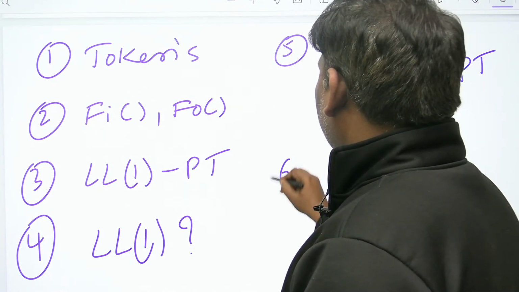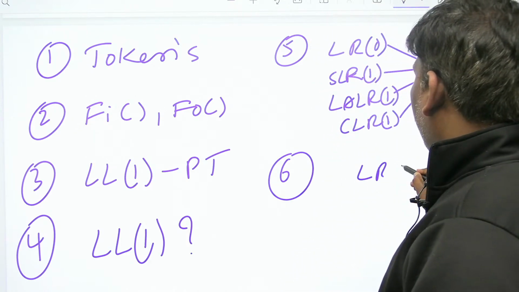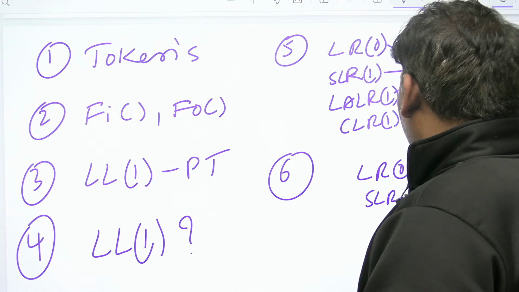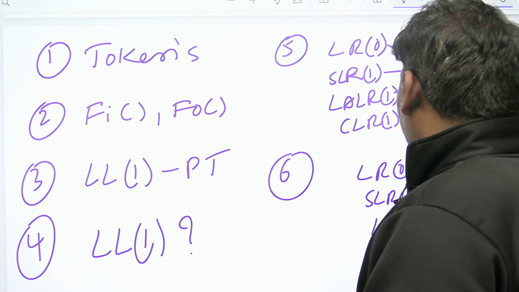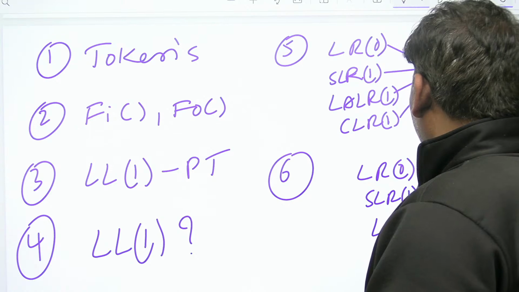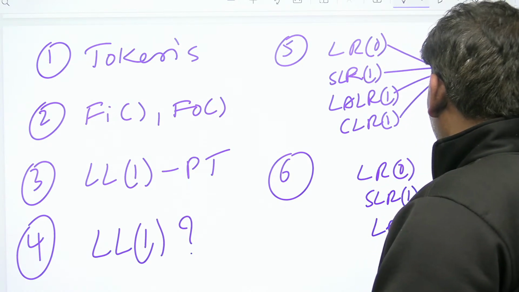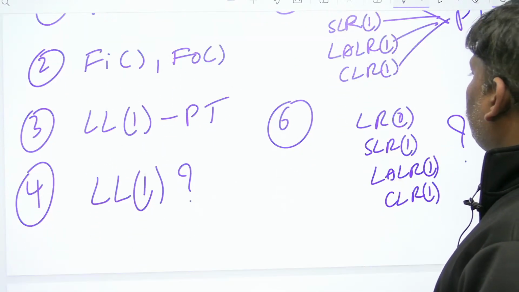Next one, sixth one. Checking given grammar LR0 or not, SLR1 or not, LALR1 or not, CLR1 or not. So this is the sixth one. See the seventh one.